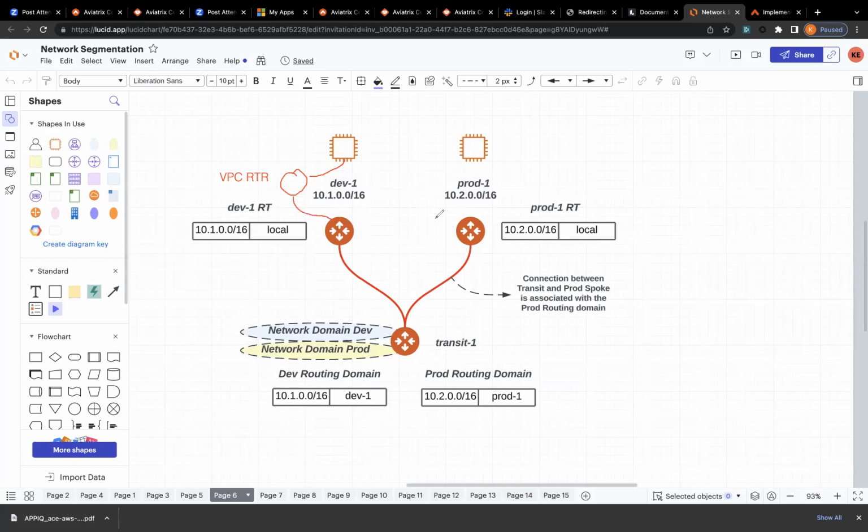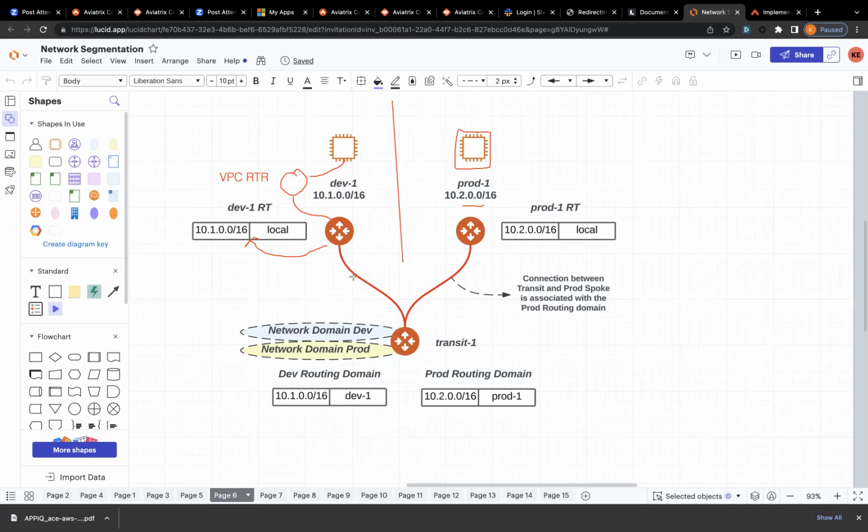Now, the packet wants to go to 10.2, which is this instance, 10.2.0.10, for example. When we reach this spoke gateway, we look at the routing table. The routing table only has 10.1, and it does not have a 10.2, so we are going to drop the packet. Okay, so this is how network segmentation can help in segregating dev from prod.